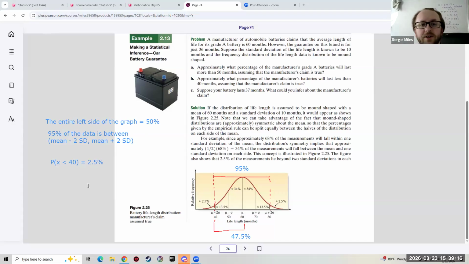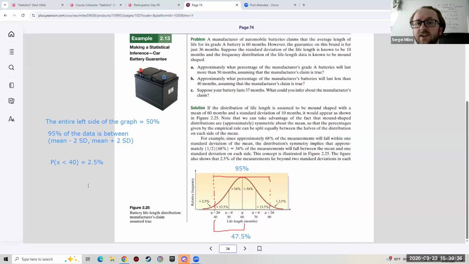Super unlikely, but just bad luck. It turns out that was one of their bad batteries that died early. All right. It could just be bad luck, but it's unlikely. There's only a 2.5% chance of having a battery die before 40 months. So what's the other possibility?